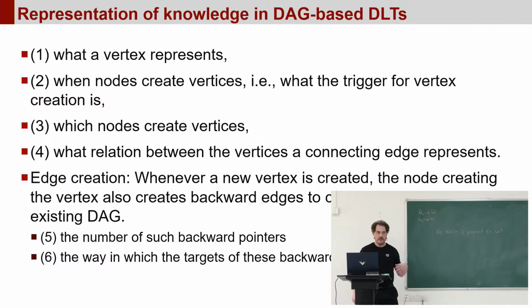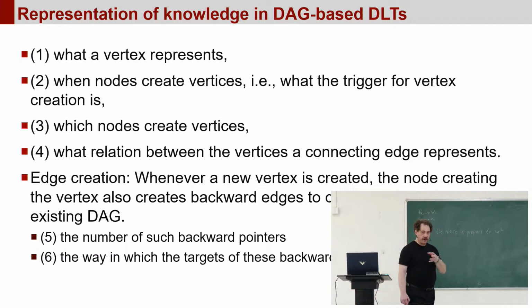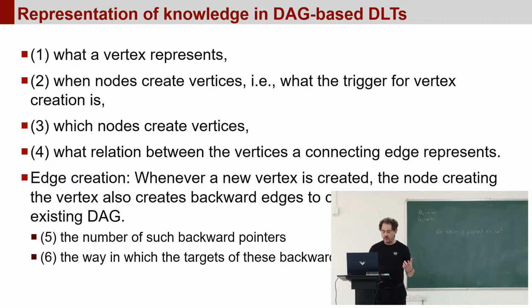So one interesting aspect we are going to consider is what kind of knowledge is encapsulated by the DAG. What does a vertex represent? When does a node create a vertex? That is, what is the trigger event for vertex creation? Which nodes create vertices? What relation do the vertices and connecting edges represent?